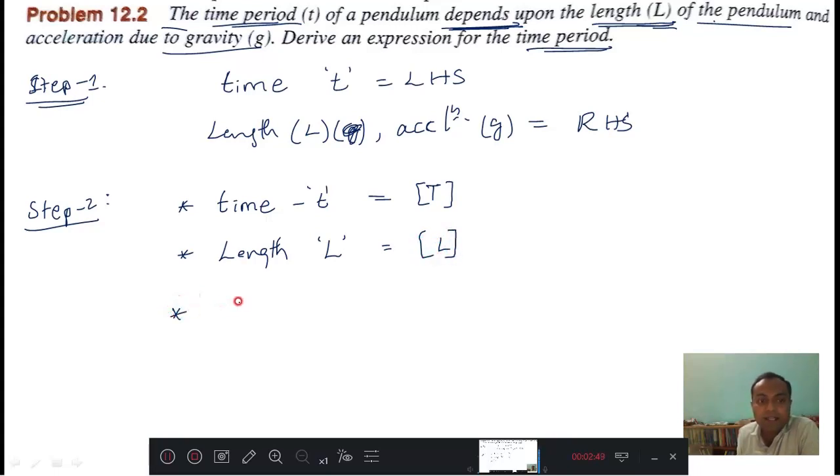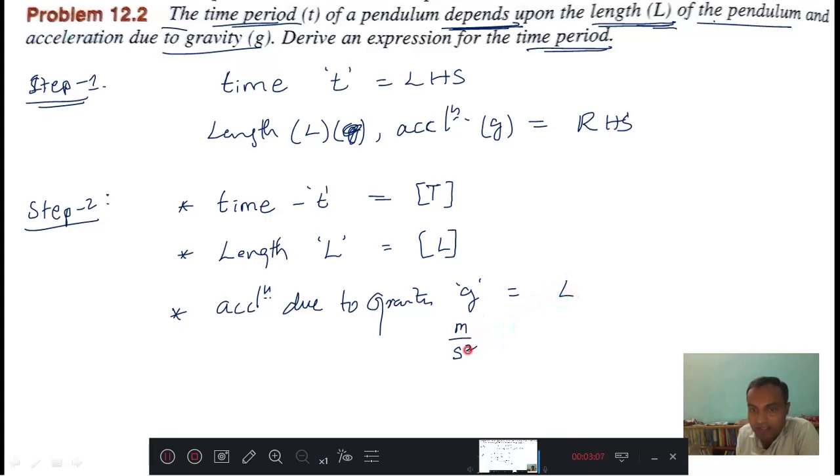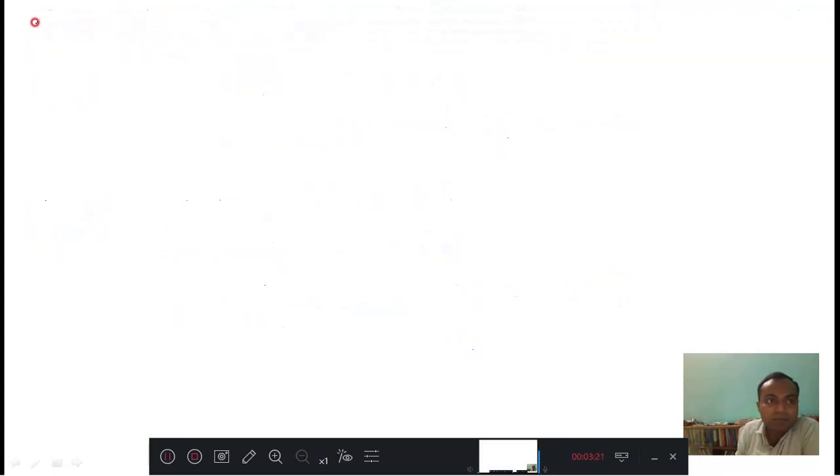And the third one is acceleration due to gravity, that symbol is G. And gravity acceleration means what? Meter per second square. You can write here meter per second square. Meter means length, and second means time. Therefore L T raised to minus 2. This is the dimension. Okay, second step is over. I wrote the dimensions of all the parameters. Now I will go to the third step.